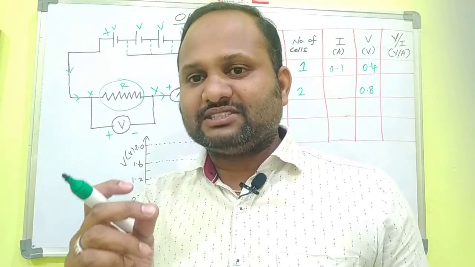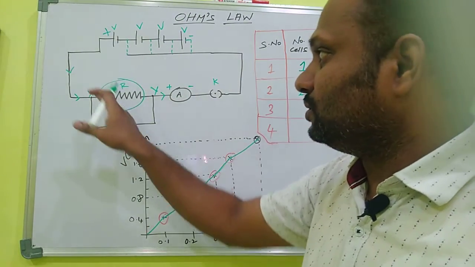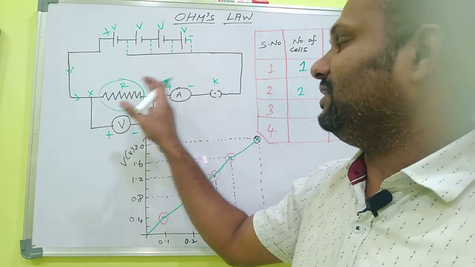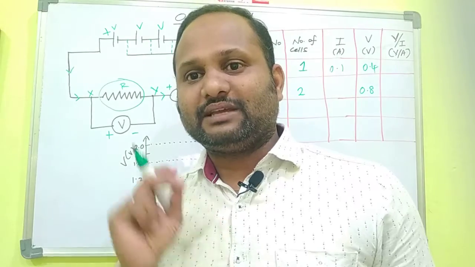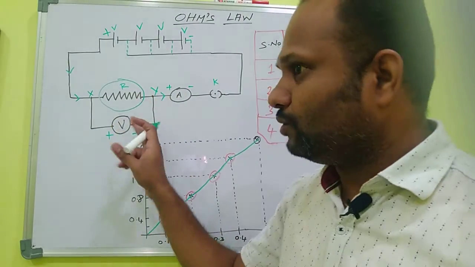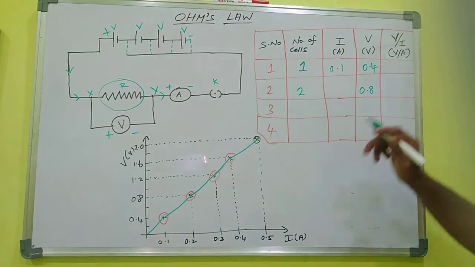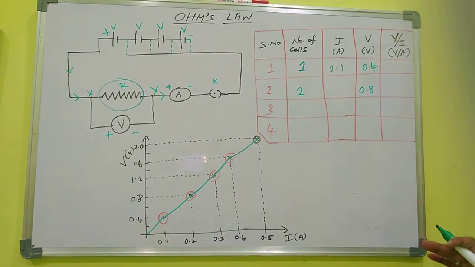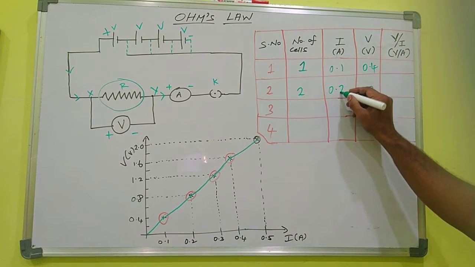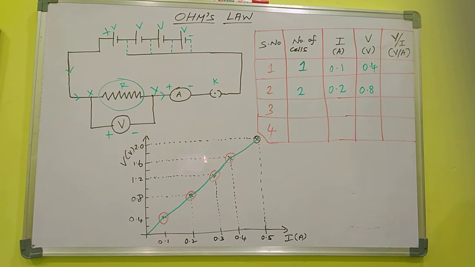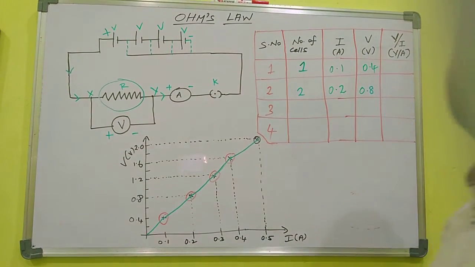When the potential difference is raised, the current passing through the circuit is also increased. We can measure this current with the help of an ammeter, and the potential difference with the help of a voltmeter. With the ammeter, the current reading is found to be 0.2 ampere. Wow. By increasing the potential difference, the current also increases.